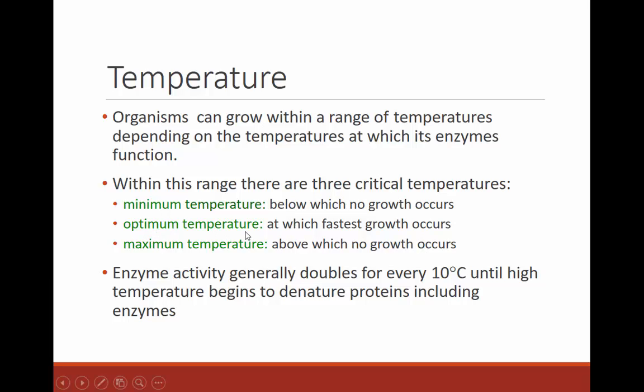There's the optimum temperature. That's where you have the fastest growth occurring. So all the enzymes are working optimally and you get the optimal binary fission. The minimum temperature is the bottom. So this is where growth only just occurs, and below that, no growth occurs. The opposite is maximum temperature. So the cells might be growing, but very slowly, but above that temperature, there will be no growth. Okay, so they're the three critical temperatures.